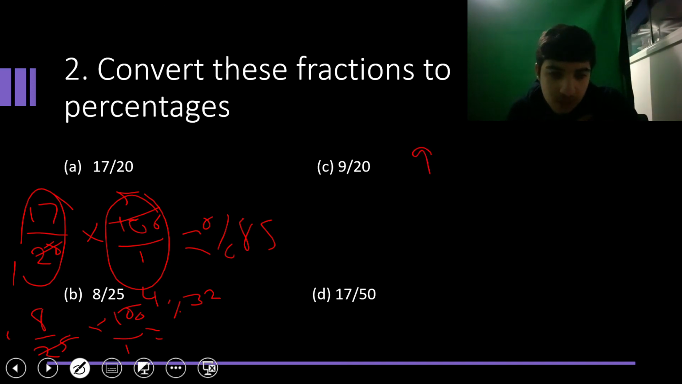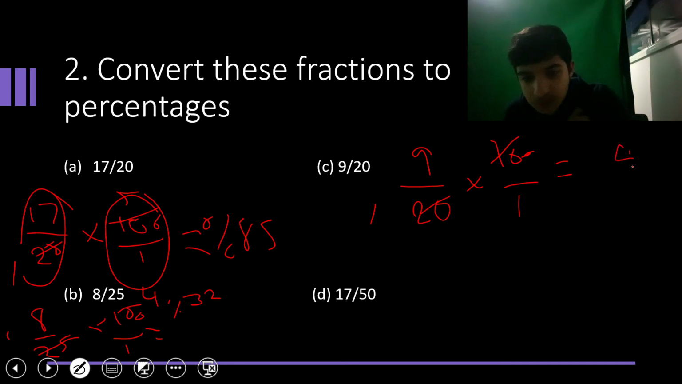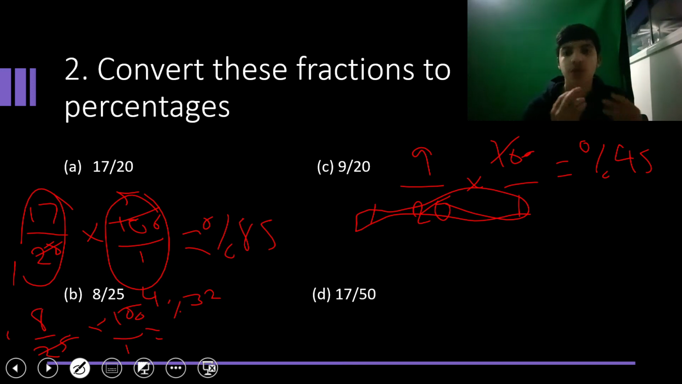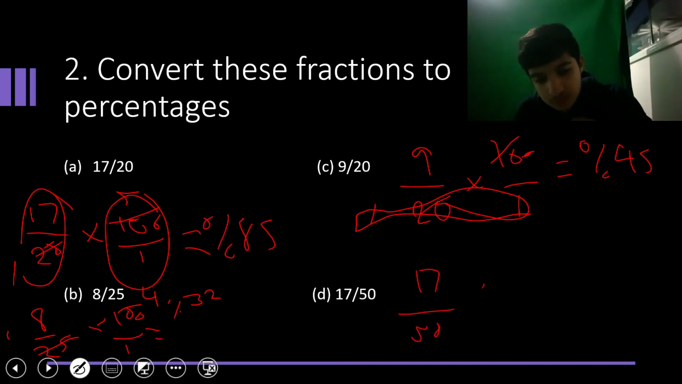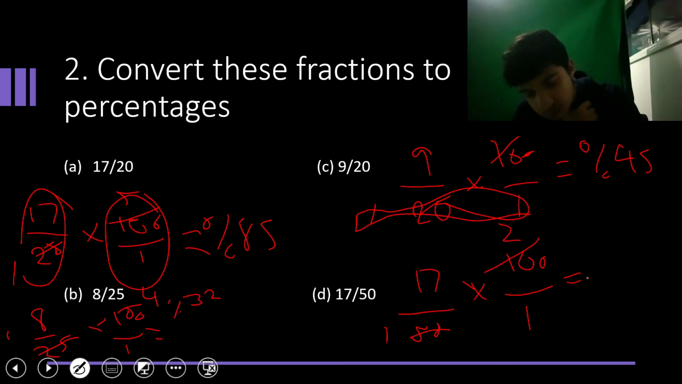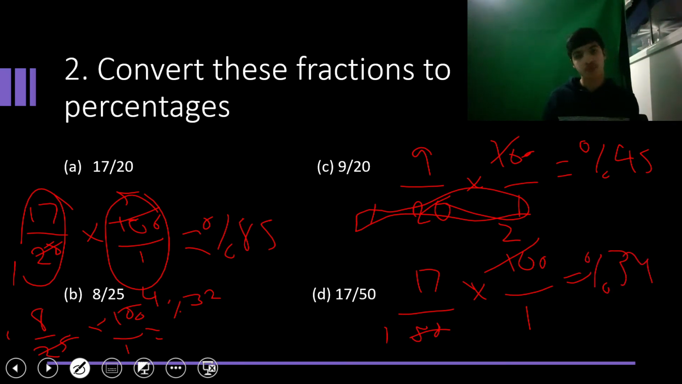Done. So next one is 9 over 20 times 100 over 1. This one is divisible by 5, same thing. 9 times 5 equals 45%. The reason why we don't do these is because they're 1, so we don't really care about them. Now we have 17 over 50 times 100 divided by 1. Both of them are divisible, nothing divisible on the other side. So this one will be a 1, this will be a 2. 17 times 2, 34%. Okay, so I hope you guys got them right.